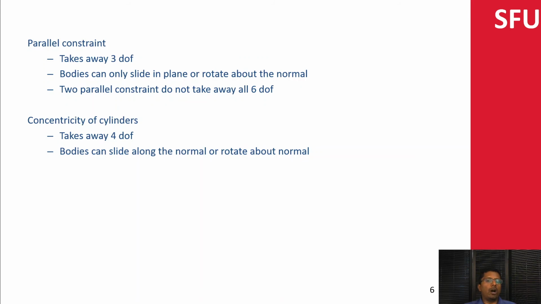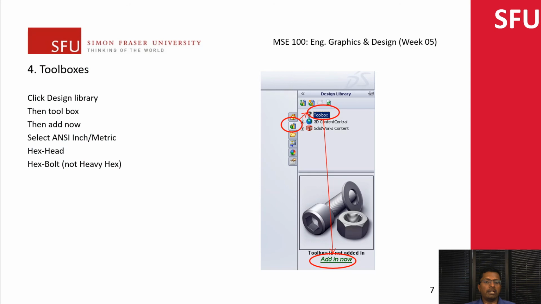So let's move on. The next topic we're going to look at is toolboxes within SolidWorks. These are the steps you do. You click on the design library, which is located on the side, and then toolboxes, then add now, and then we're going to select ANSI, inches or metric, and then select hex and all of those options. So let's look at how that actually works.